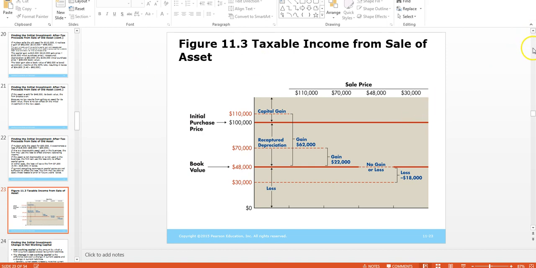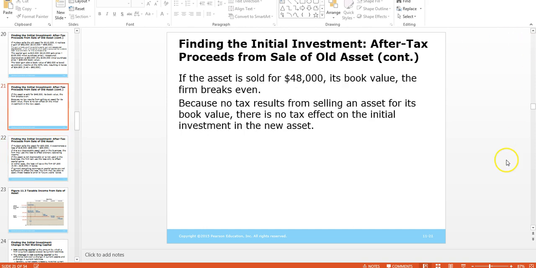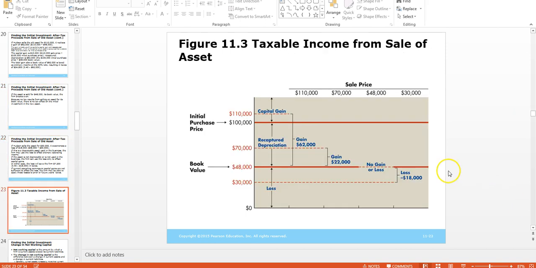I'll go back one slide, and we went over this example here about if something is sold for higher than its book value, you have to pay taxes on it. And there's a nice little graph here.